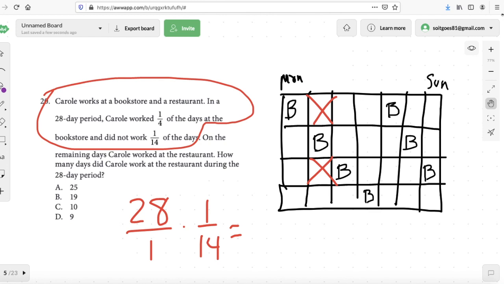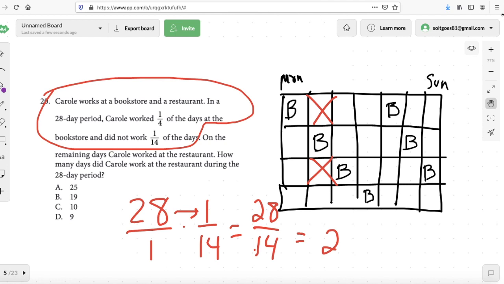2 days. Yes, but let's go through the steps of what's 28 times 1? Oh, 28. Right, you're jumping right to the answer. And then 1 times 14 is just 14. So, yes, 28 divided by 14 is just 2. But again, we solved that using some basic logic and just drawing it out on the calendar. Does that make sense? Okay. Any questions before we move on?